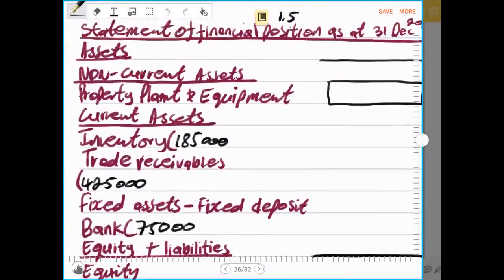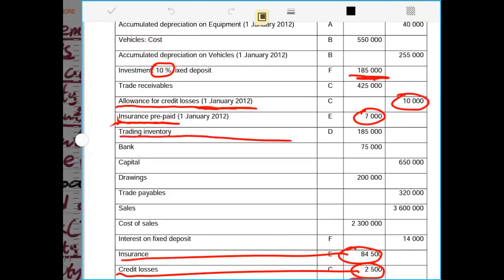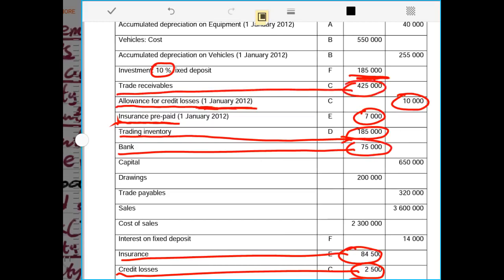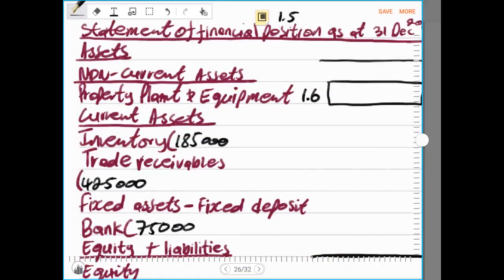And if you see there under my property, plant and equipment, this amount will come from the PPE under requirement 1.6. That's where the amount will come from. Then after, we have inventory. I took the amount of the inventory as it is: trading stock 185,000 rands, the bank 75,000 rands, and trade receivables 425,000 rands.